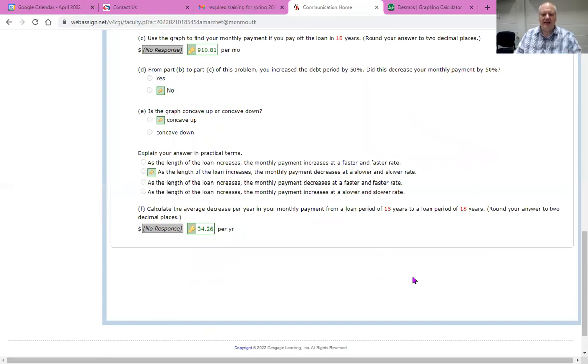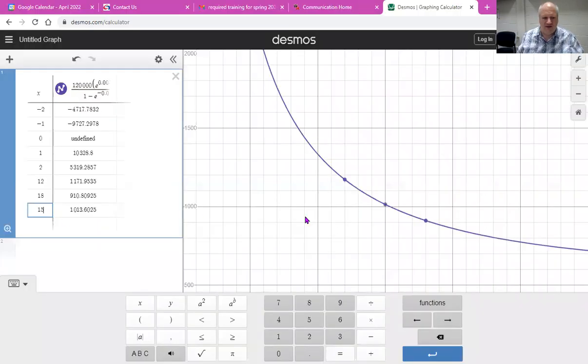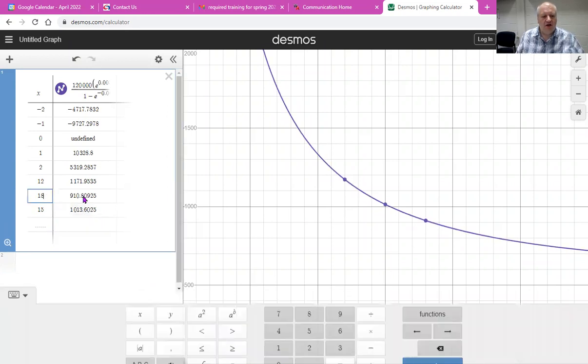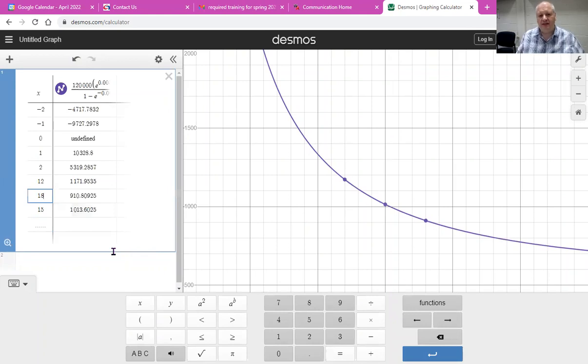And then last but not least, calculate the average decrease per year in your monthly payment from a loan of 15 years to a period of 18 years, and then round. So the way you're going to do that is your old-fashioned slope. You've got to go in and find the values for 15 and 18. We have 18 right there. Here's 15. The numbers are 15, 1013.60, and 18, 910.80. These numbers are like points, and we're going to use those points to get answers.